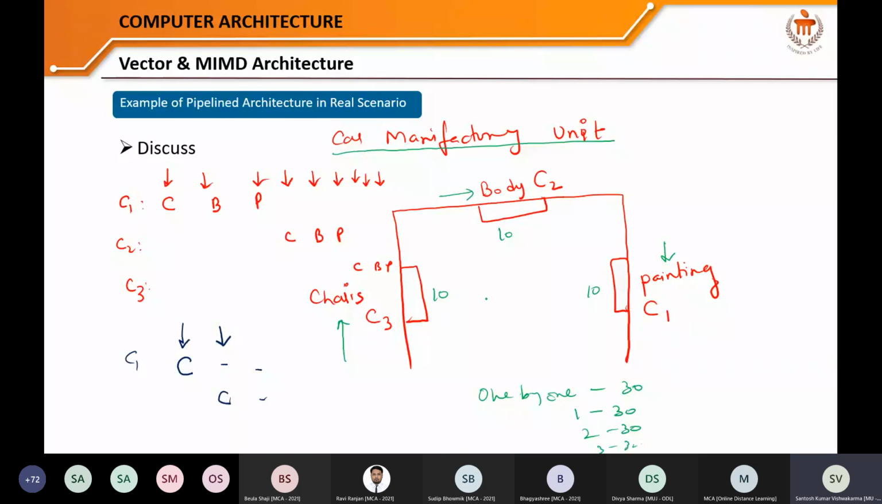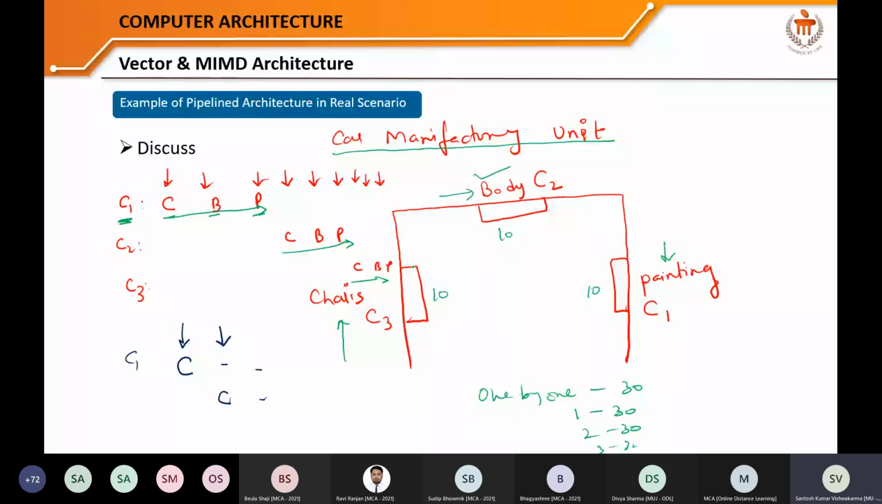But is it a real condition? Does it work like this? Obviously you will say no. These are the 3 things: first is chassis, second body, third painting. It's not like that, one by one. This is just an example which has been shown. What we'll do is run in parallel, in a pipeline structure. If the first car moves on and is in the painting section, the second car, which has already completed the chassis, comes to the body section. And if the first section is free, it can be allocated to the third car. So at a time, you can see three are operating.